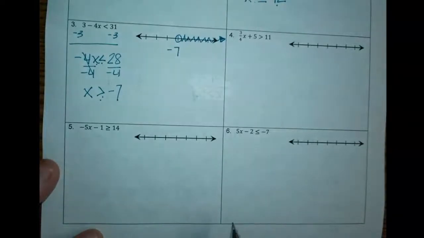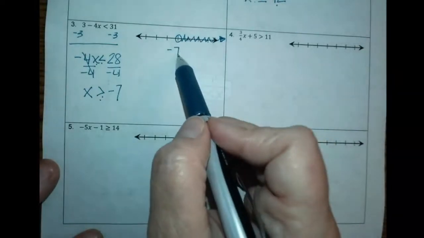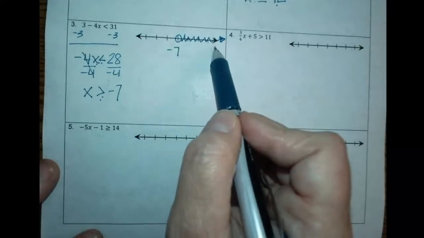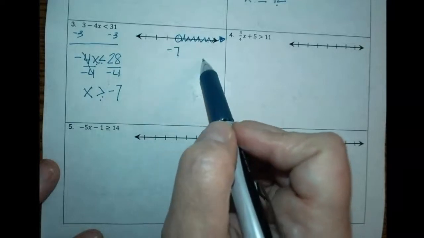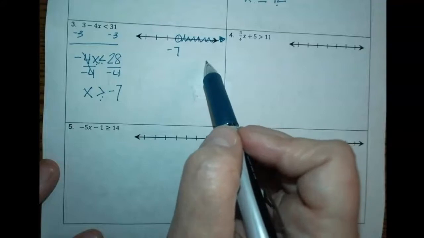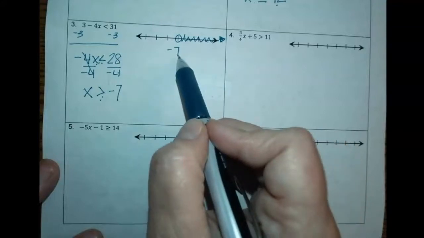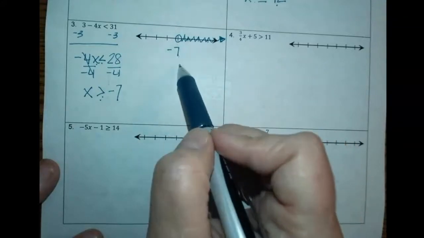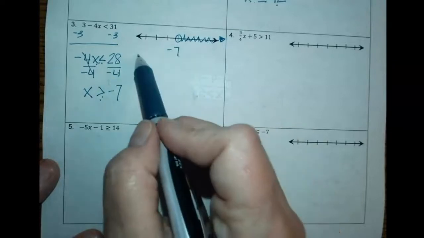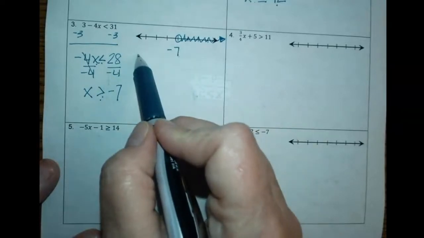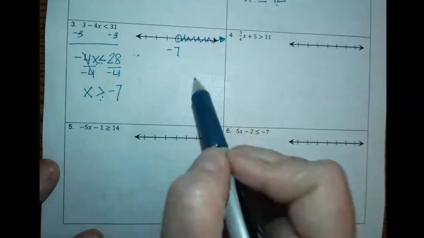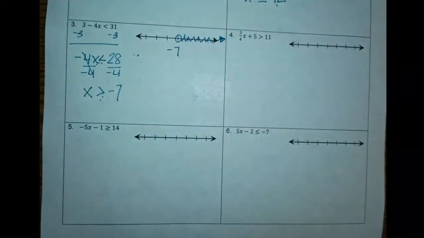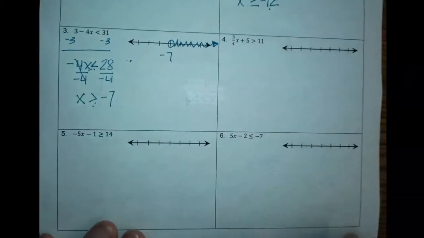So would 0 be a solution? Well, where is 0 in comparison to -7? 0 is over here, so yes, 0 would be a solution. Would -7 be a solution? No, because we have an open circle, so it's not a solution. Would -10 be a solution? No, it's not in the shaded area. All right, let's try number 4.